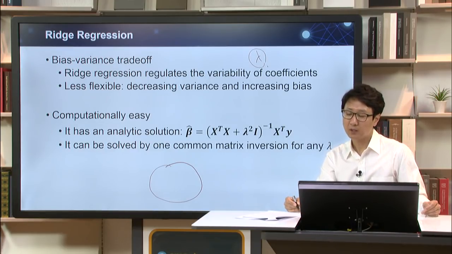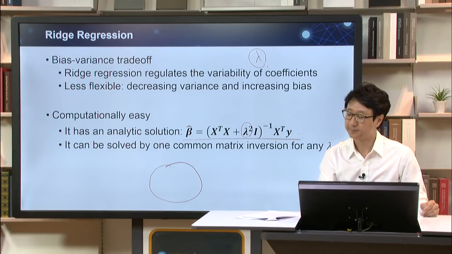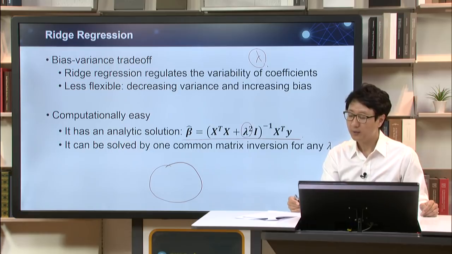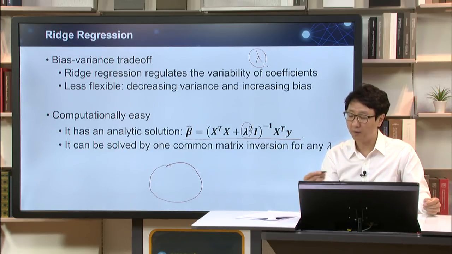Another strong advantage of Ridge regression is easy computation. Ridge regression has an analytic solution for any lambda, like this. Please keep in mind that if lambda is 0, this solution becomes the solution of the ordinary linear regression.